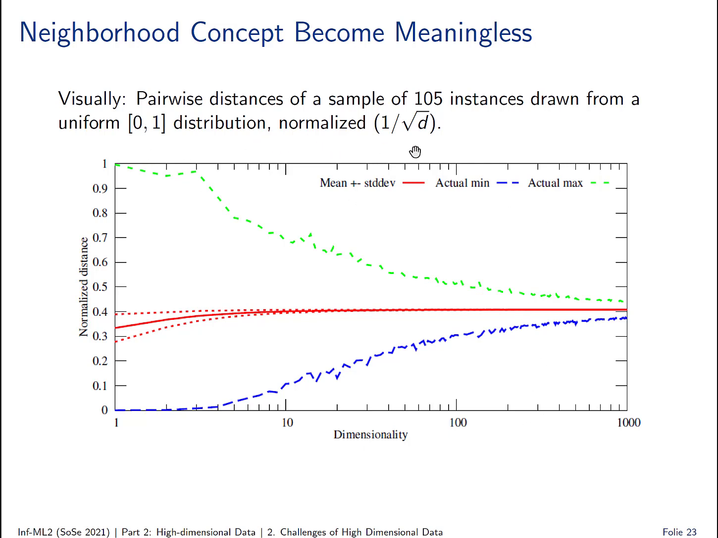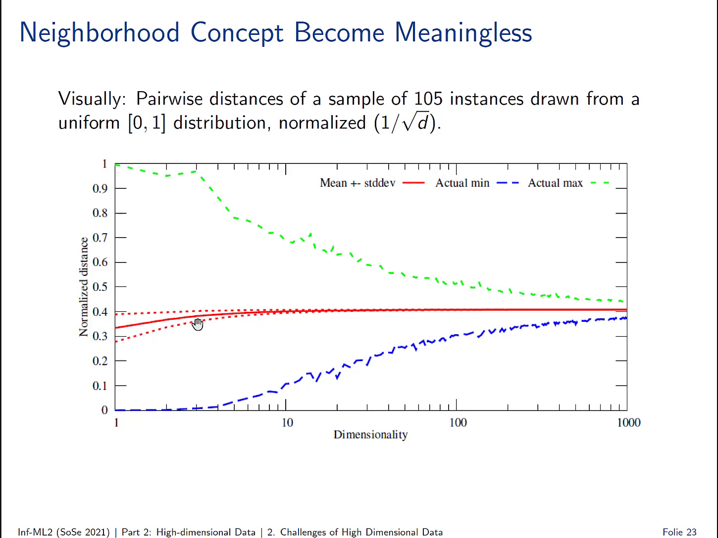And the whole thing is normalized here by 1 times square root of d, which is the factor that we expect the distances to grow, so that everything is somehow comparable. And we see different things here. So here we see the mean plus minus the standard deviation.